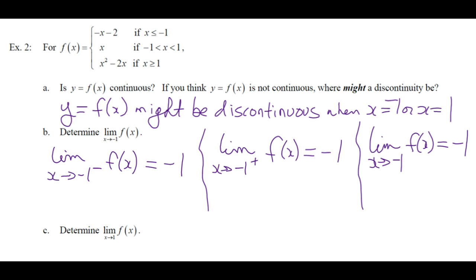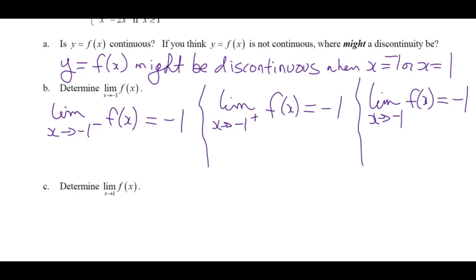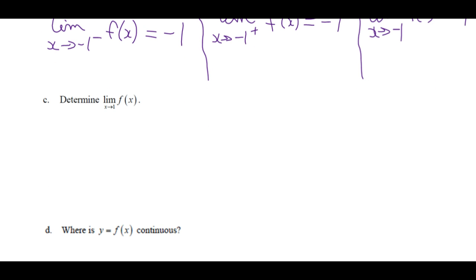What's f of negative 1? Negative, negative 1 minus 2, 1 minus 2, negative 1. Yeah, so then it's continuous, right? So it's continuous at x equals negative 1. Left-sided limit is equal to the right-sided limit is equal to the function evaluated at that value. So we are continuous. Okay, so we want to do the same thing for f of 1.